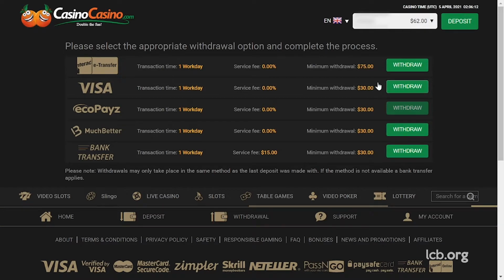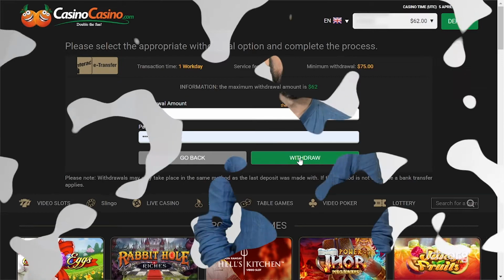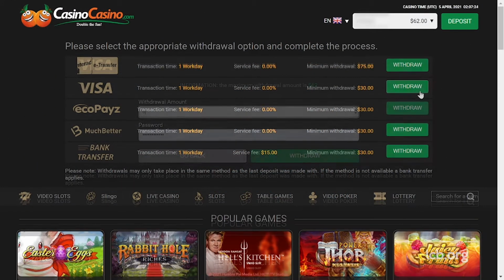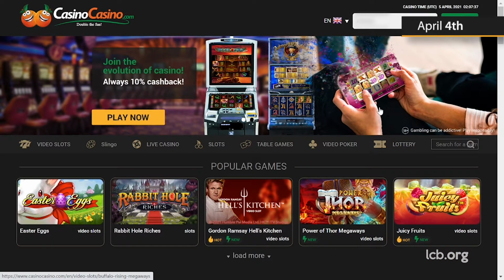He wanted to cash out $62 using Interac E-Transfer. However, according to the terms, it is possible to withdraw the money using the same method the last deposit was made with, which, in the tester's case, was Visa. So he switched to Visa to withdraw the desired amount. The withdrawal of $62 made on April 4th, 2021, was processed to the tester's bank account 1 hour after the request was made. This marked the end of our tester's journey through CasinoCasino.